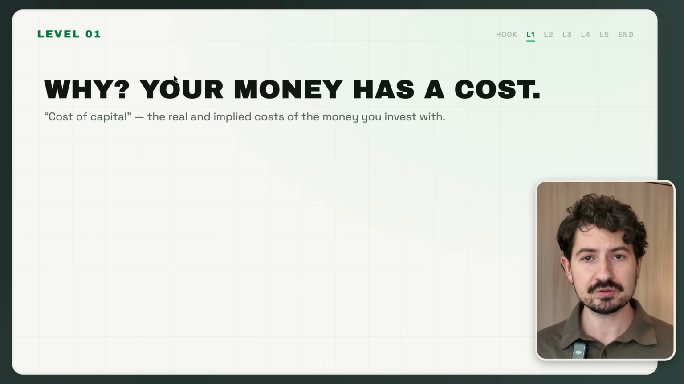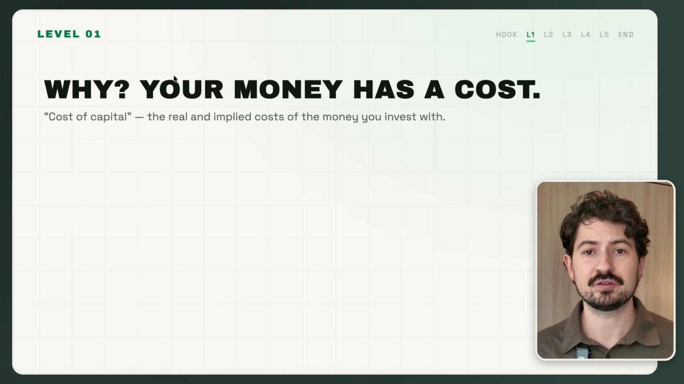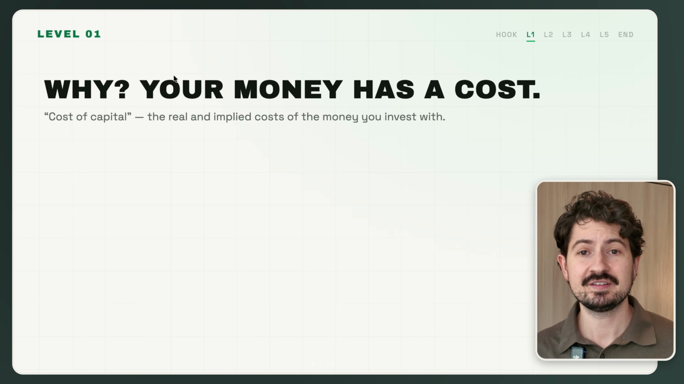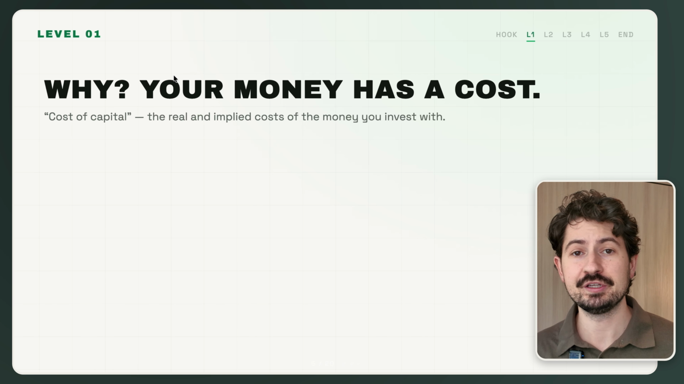And this is based on a couple different ideas, but all of them come back to what's called the cost of capital. This is the idea that your money has a real and implied cost depending on how you use it. So for example, let's say you take out a mortgage to buy a home. You might have to pay 4% interest on that mortgage. That is your cost of debt for that investment in your home. I think that's pretty straightforward and easily understood.